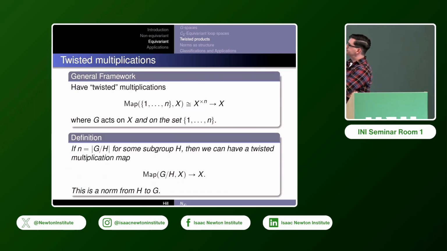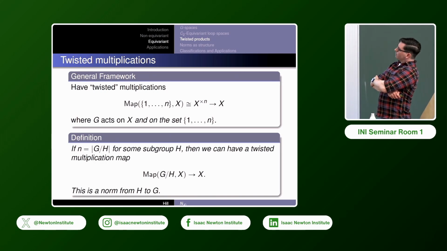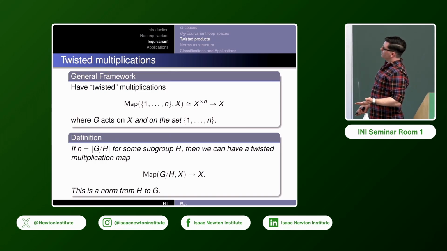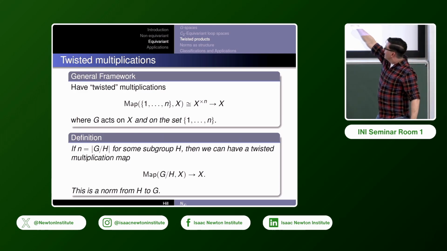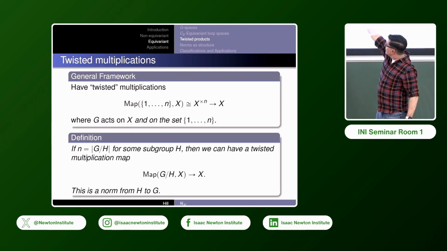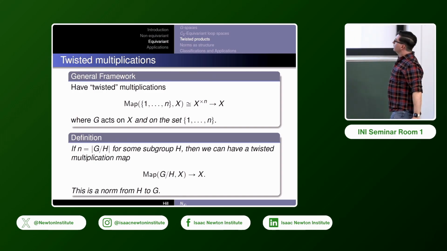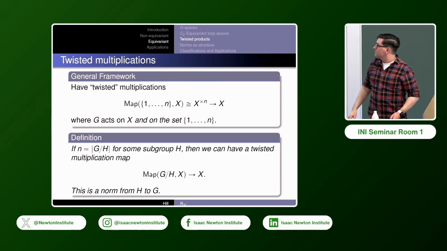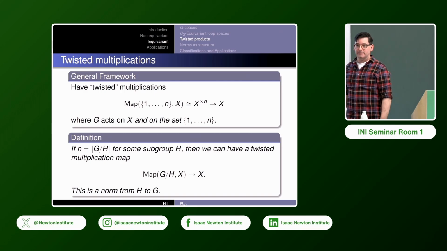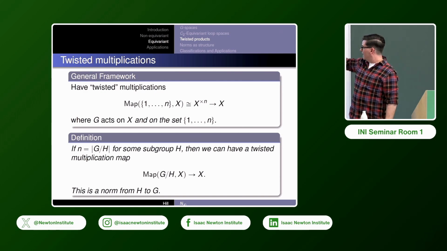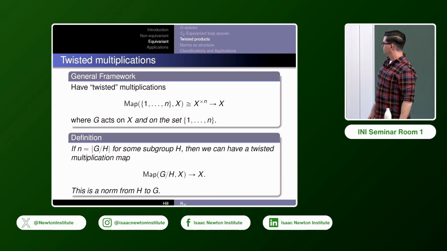This just unpacks it. So what we can do more generally is ask for a generic twisted multiplication, where instead of having maps from X cross the n back to X, I can now let the group act both on X and on the set. A particular example of this is to choose an identification between my set of 1 to n with the cosets of some subgroup. So that set is now G mod H, and I'm looking at maps from G mod H into X. And if I had a twisted multiplication, then I'm going to call this a norm.